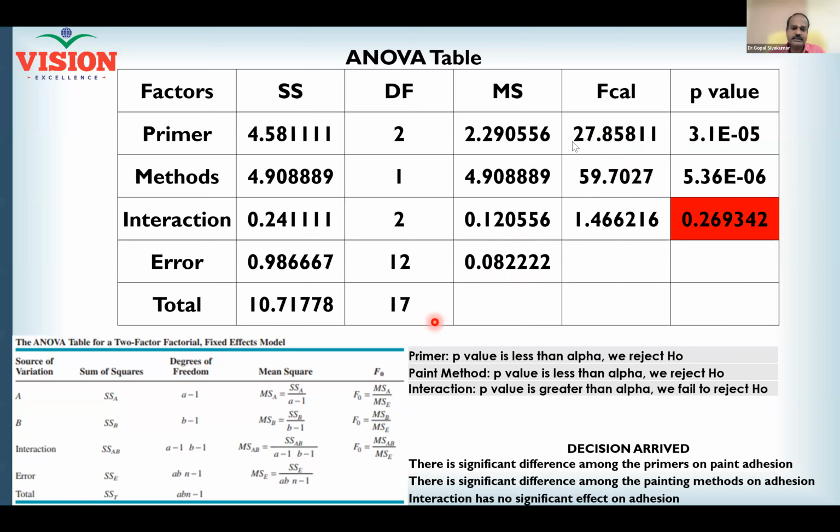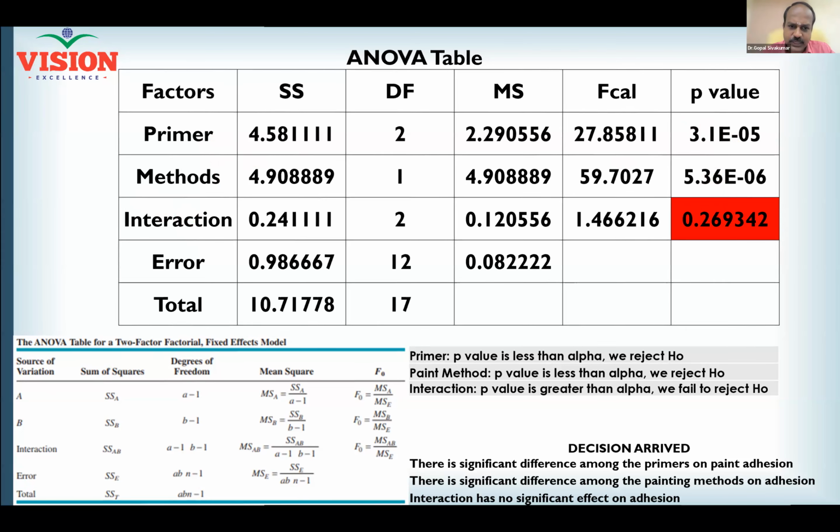You know the formula, isn't it? You remember? Excel file, F dist, open, F score, degree of freedom for the factor, degree of freedom for the error. Now look at the p-value. The first two p-values are less than 0.05, which means the effects are significant. The difference is not marginal, the difference is significant. Primer has a significant effect on the adhesion force. Painting method has a significant effect on the adhesion force, but the interaction is not significant.